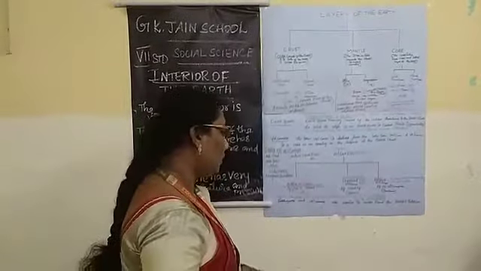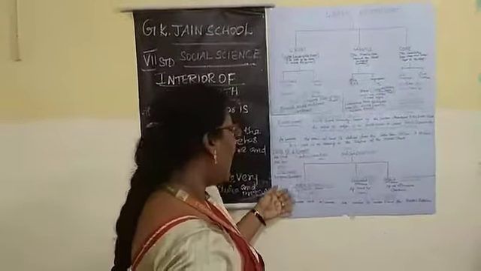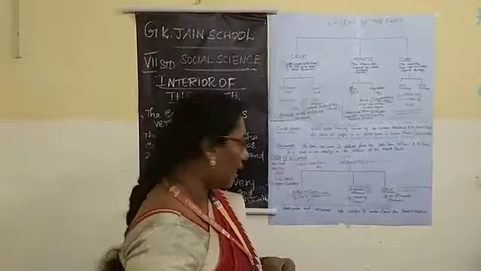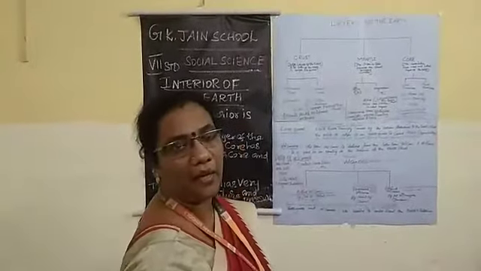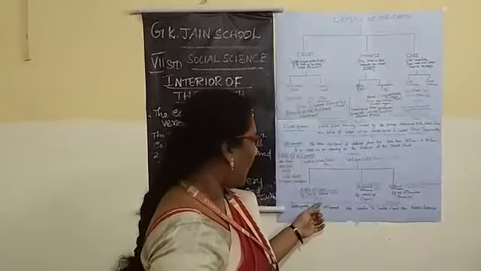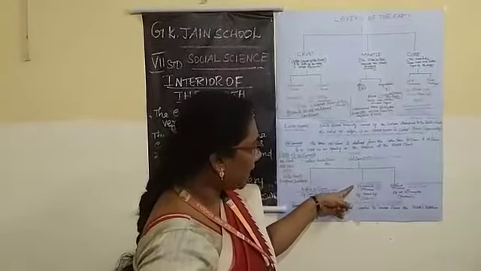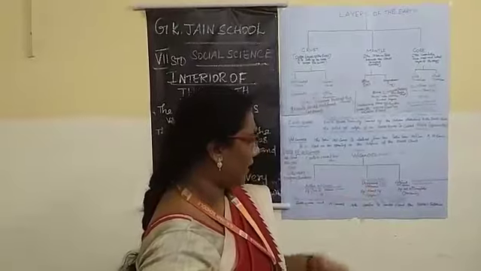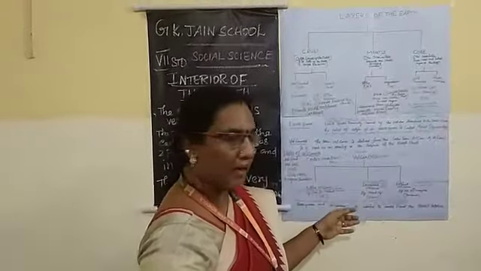Active volcano. What is an active volcano? Volcanoes that erupt frequently are called active volcanoes. Example, Mount St. Helens in the US. Then the second one is dormant volcano. What is a dormant volcano?